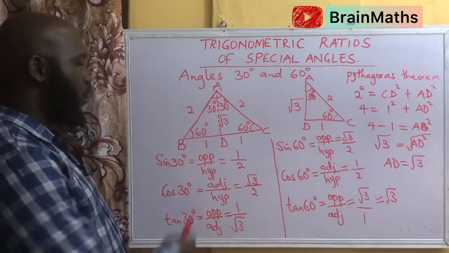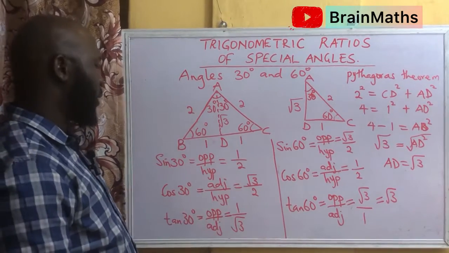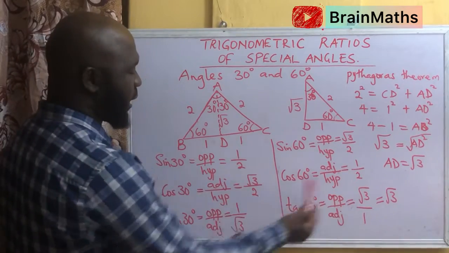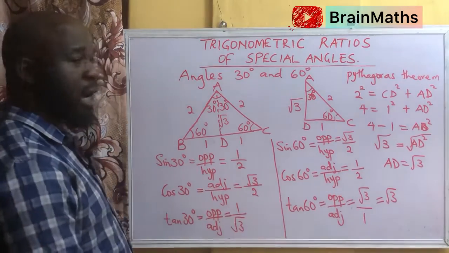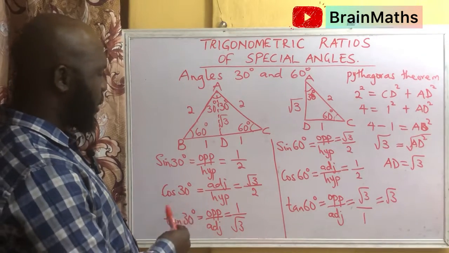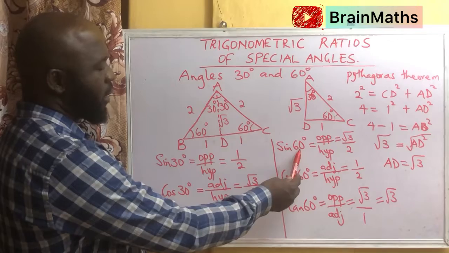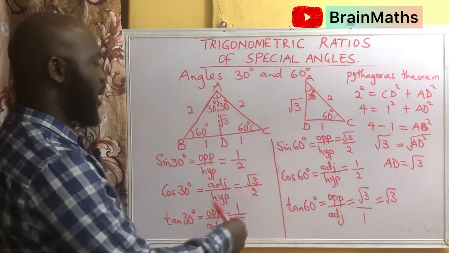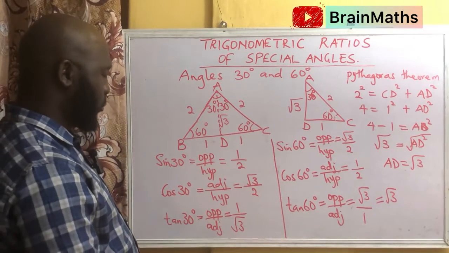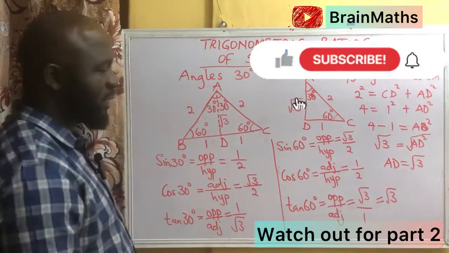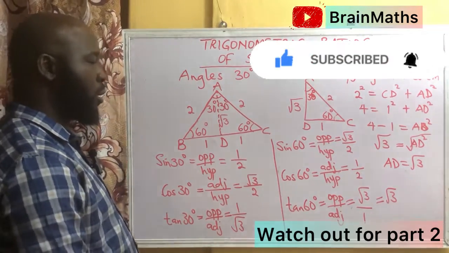So bearing all these in mind, sine 30 and cos 60, the two of them are 1 over 2, and cos 30 and sine 60, they are also root 3 over 2. Tan 30 is 1 over root 3, while tan 60 is root 3 itself.